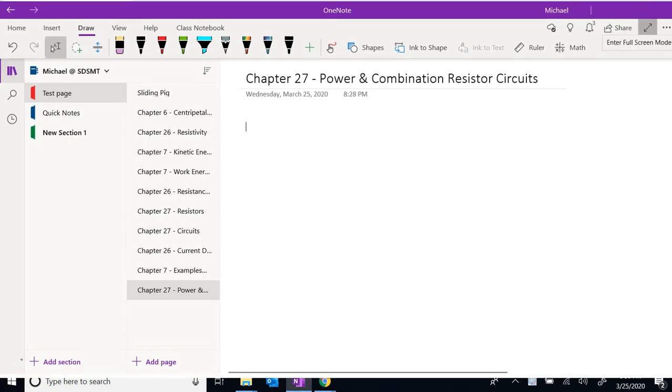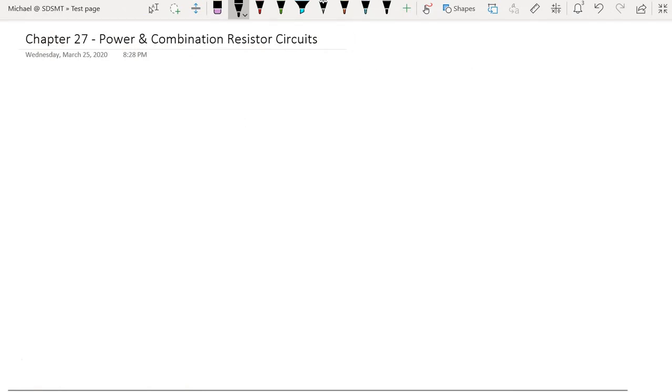I realized after having an office hour session that I did not cover the concept of power with resistors. So I'm going to go ahead and do that first, and then we'll jump into one of the combination resistor circuits involving series and parallel resistors.